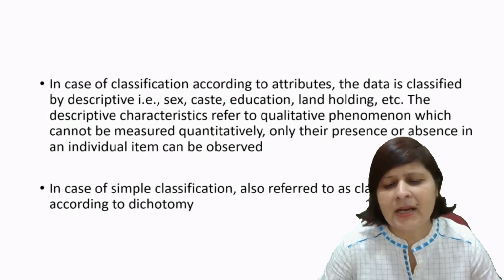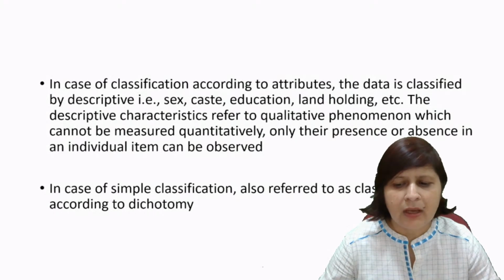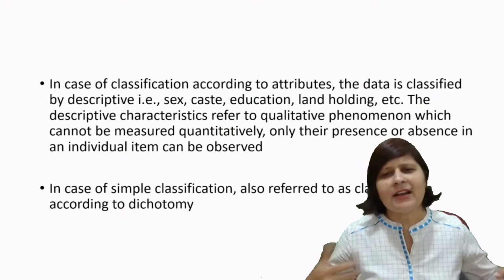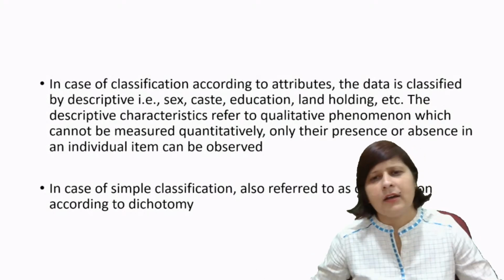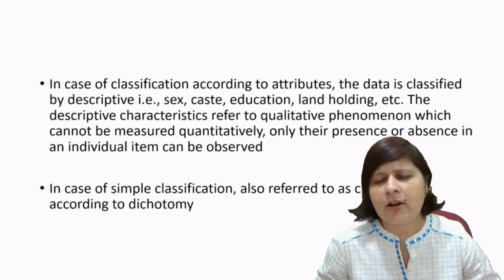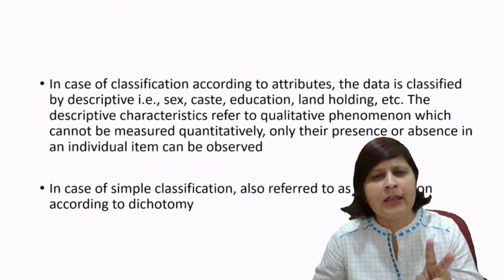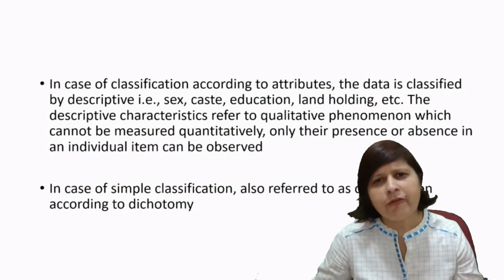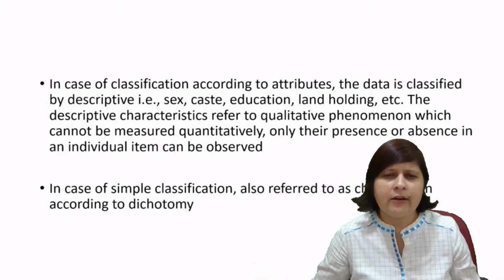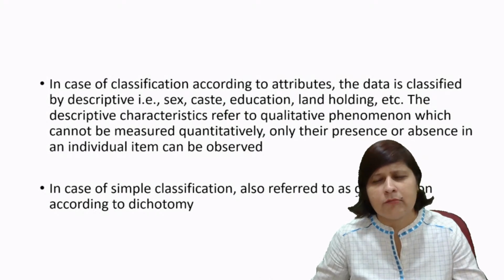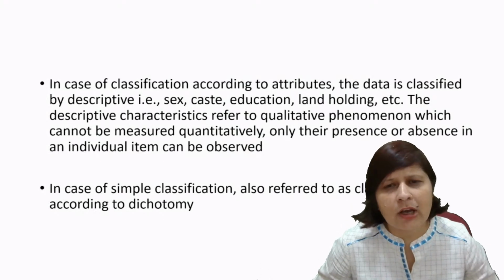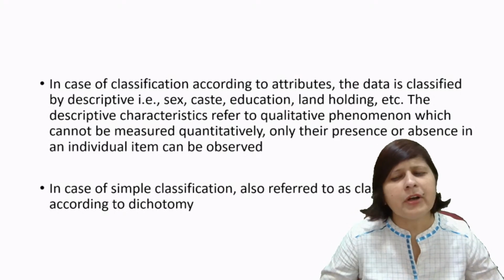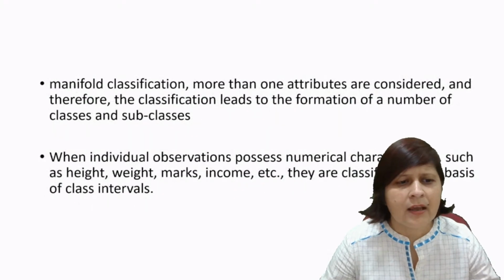In case of simple classification, also referred to as classification according to dichotomy, you can classify your data on the basis of dichotomy. Dichotomy means either two responses: either yes or no, male or female, educated or uneducated, or smoker or non-smoker. So the simplest classification is on the basis of dichotomy, right?